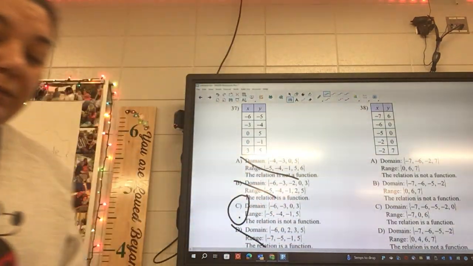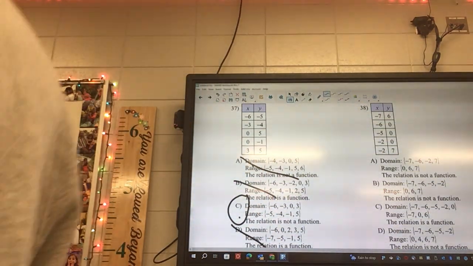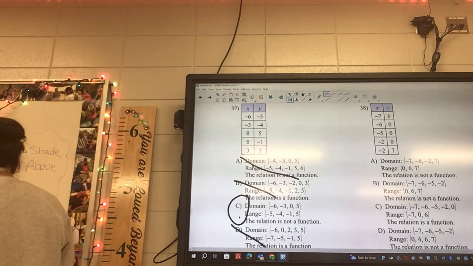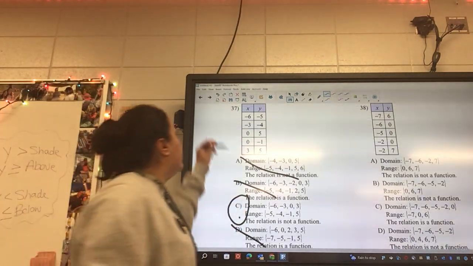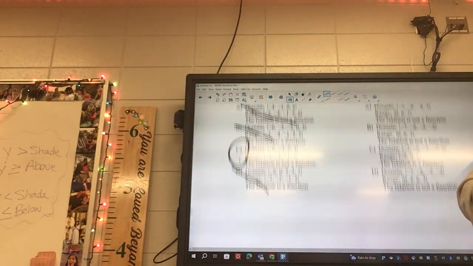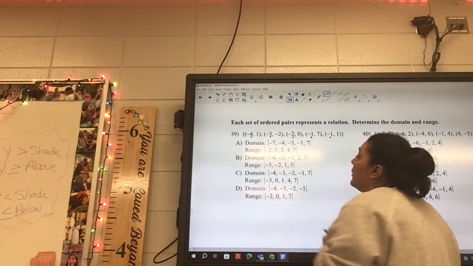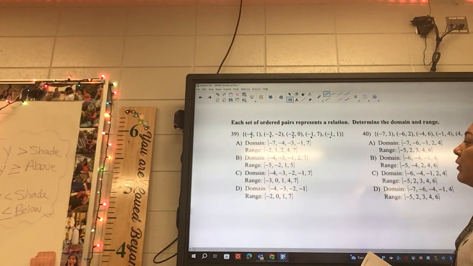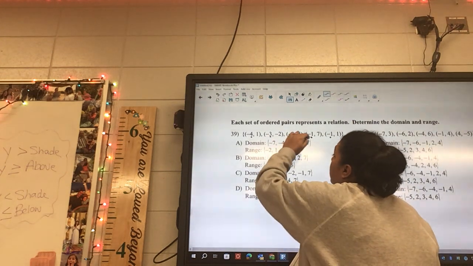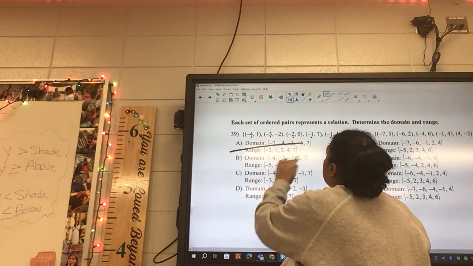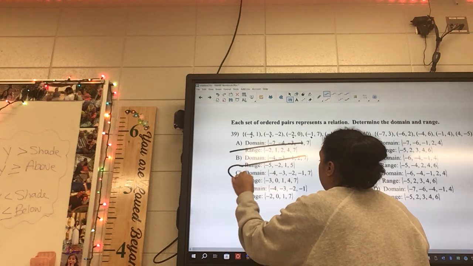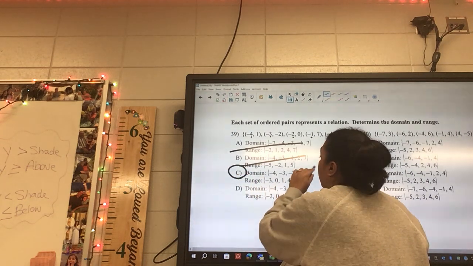Okay, number 39. Do the x's repeat? Look at them all. Do the x's repeat? Nope. So I got -4, -3, -2, -1, -1. So is it a function? No. Okay, so now we just need to check the domain. It should be -4, -3, -2, -1. So this one does not work. It's got a 7. This one does not work. C? Let's see. I think. No, it's D.